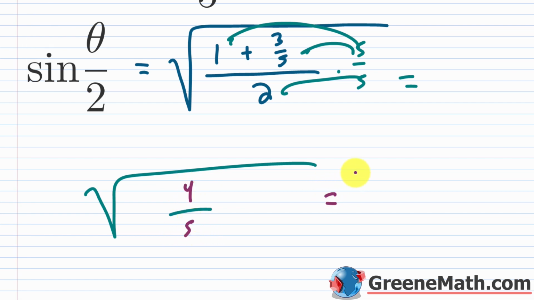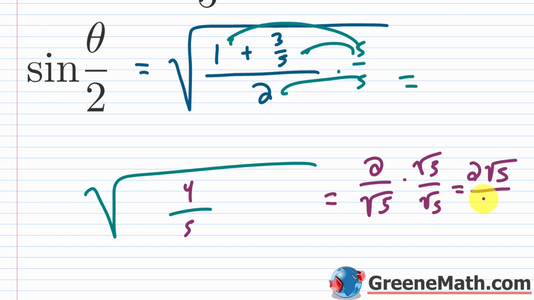So let's write this as the square root of 4, which is 2, over the square root of 5. You need to rationalize the denominator, so multiply by the square root of 5 over the square root of 5. Let's make that 5 a little bit better there. And so the final answer for the sine of theta over 2 is going to be 2 times the square root of 5 over 5.